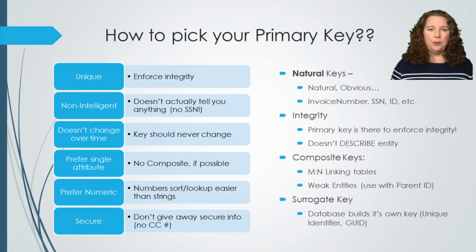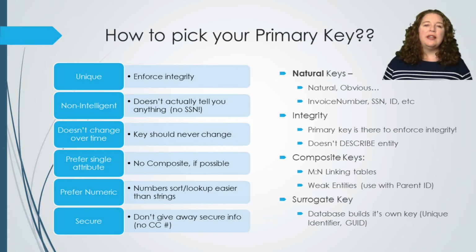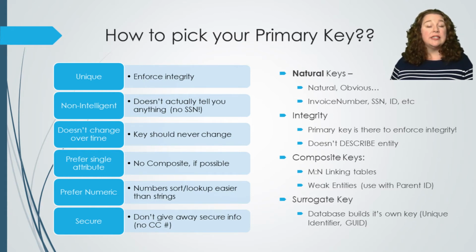field for this row. There are 6 different things that you want to think about when you're creating or selecting your primary key. The first is that it has to be unique. Has to be unique because otherwise it doesn't make any sense. You have to have a unique primary key.